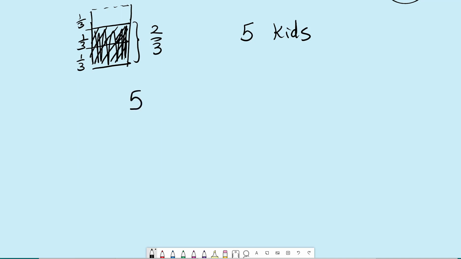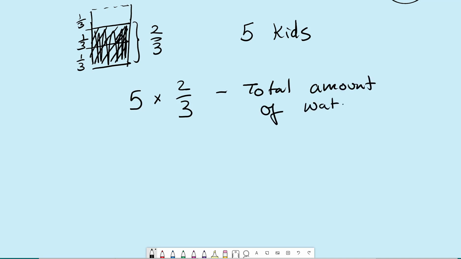Well, we'd like to do 5 times 2/3, right? That's the amount of water. That's the total amount of drink or water that we need for all 5 kids. So what is 5 times 2/3? Well, in the previous examples, we always took a fraction that had in its numerator 1. But in this case, we're taking a numerator 2. So 2 is not 1. So it's just a little bit more challenging.